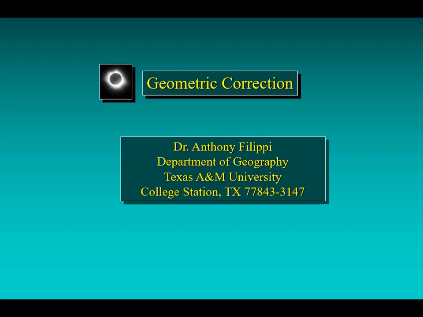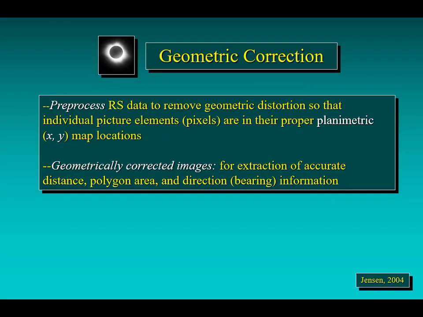passive remote sensing imagery. It's often necessary to perform digital image pre-processing of remotely sensed image data in order to remove or minimize geometric distortions that are inherent within the image, in order for the picture elements or pixels within the image to be placed into their proper planimetric XY map locations.